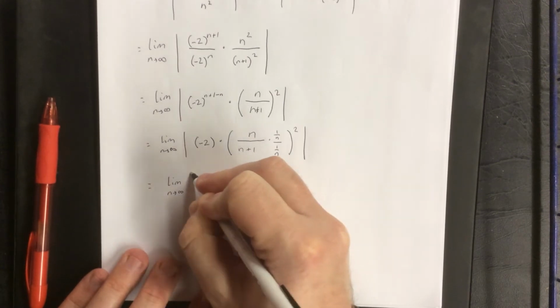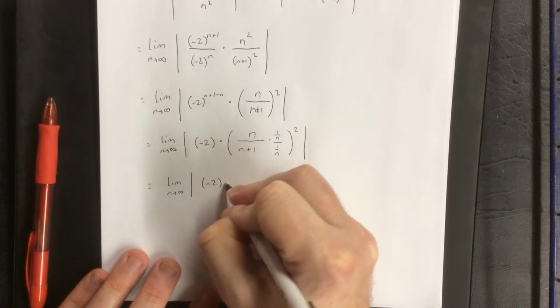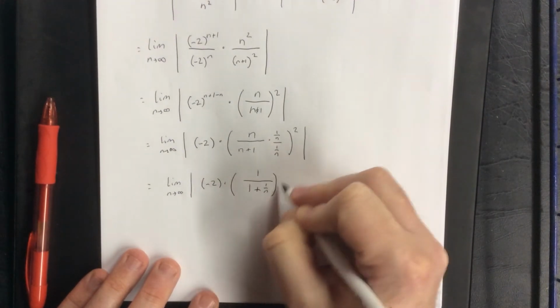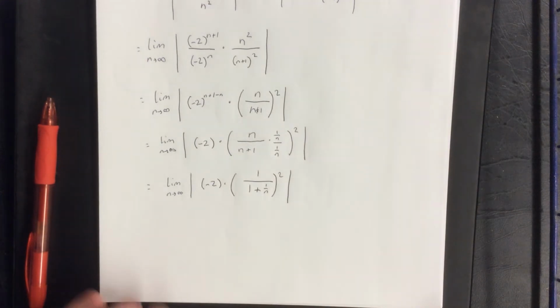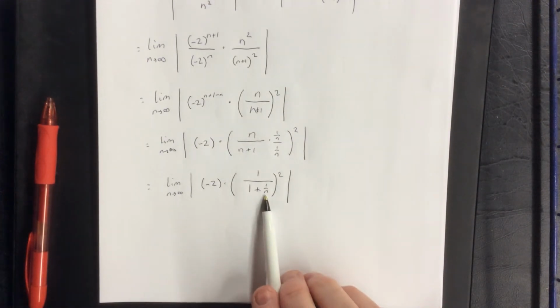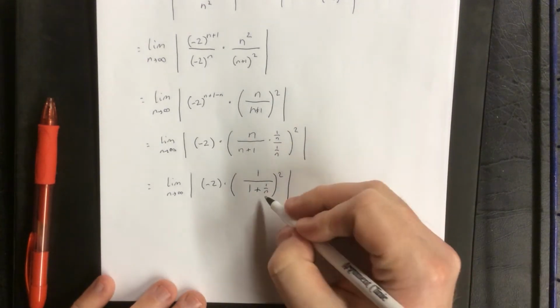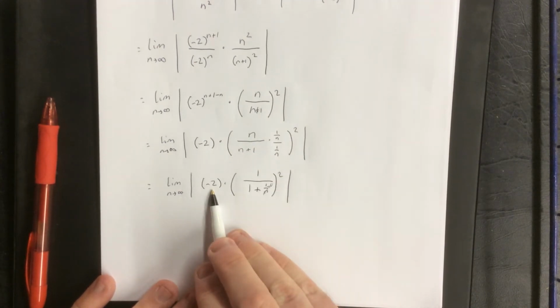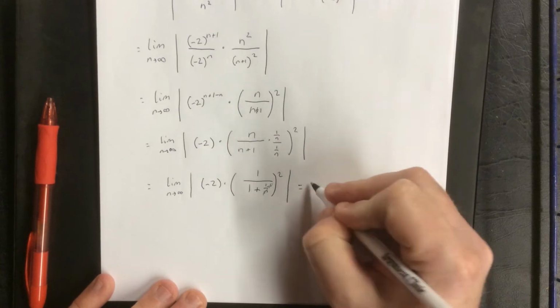So I'll put it all together. We have the absolute value of negative 2 times, this will be 1 over 1 plus 1 over n, squared. Now as n goes to infinity, this 1 over n is going to go to 0, meaning that this term will wind up being 1 squared. This is negative 2, but we take an absolute value. We wind up with 2.